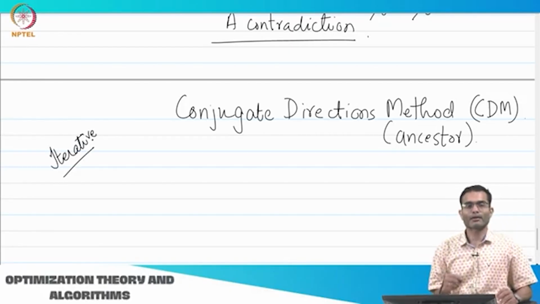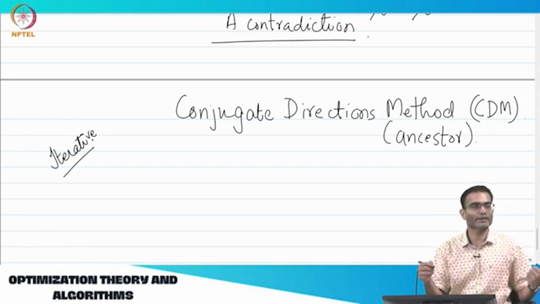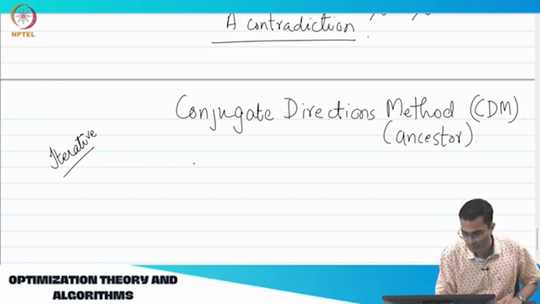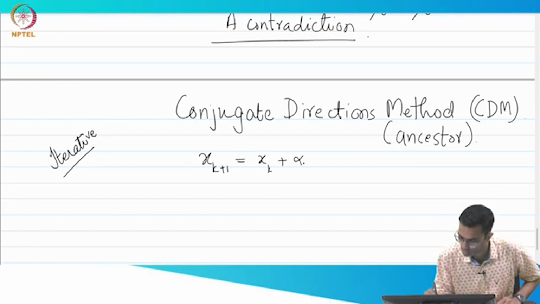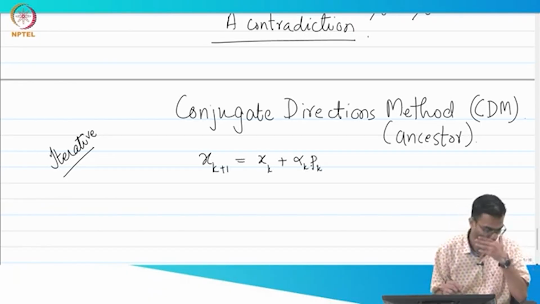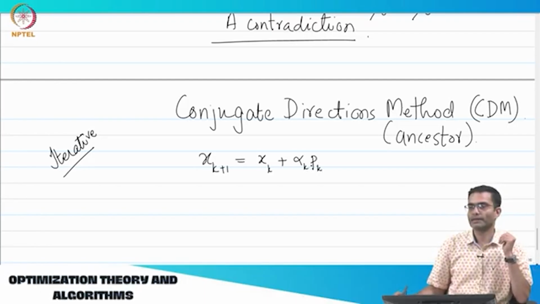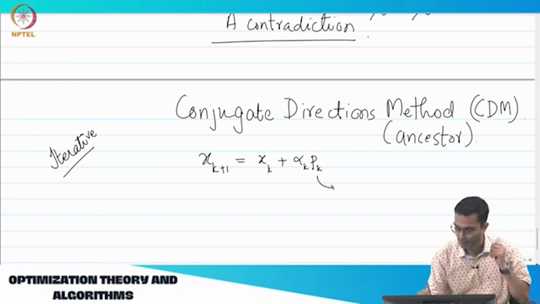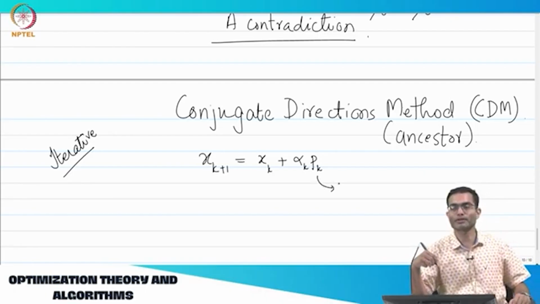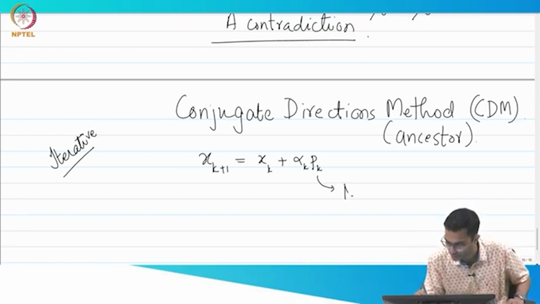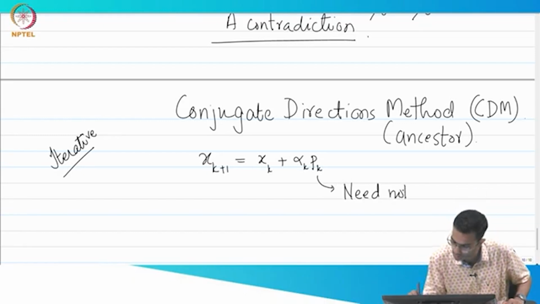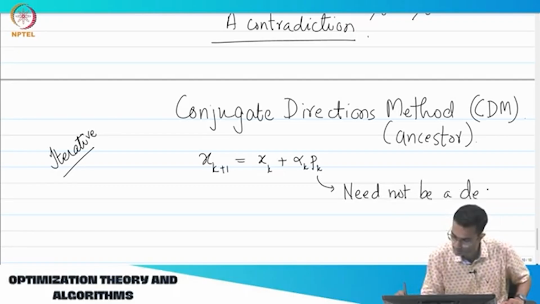And guess what? I can write the iteration the same way that I wrote the iteration for a line search method. And the very interesting thing is that this pk, I am not going to insist on it being a descent direction, because then I am back to a gradient descent. So I am going to say it need not be a descent direction.